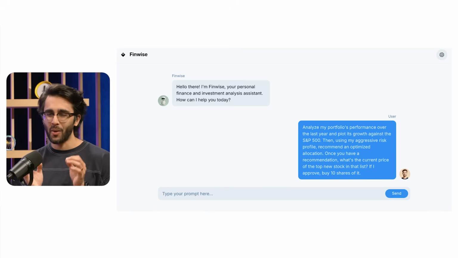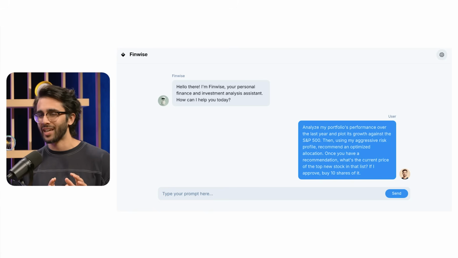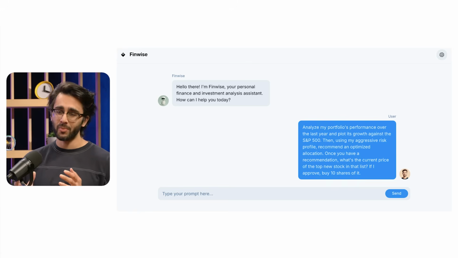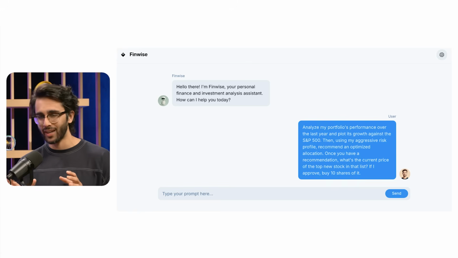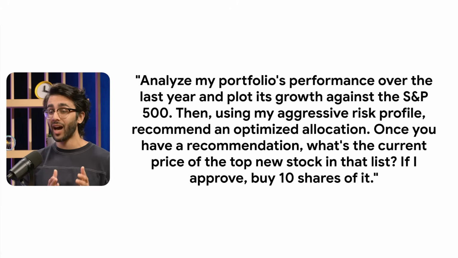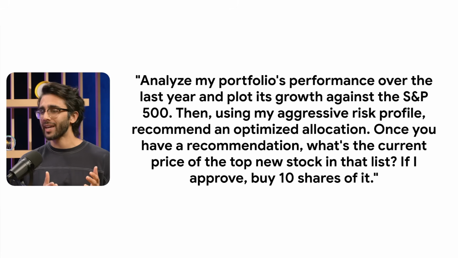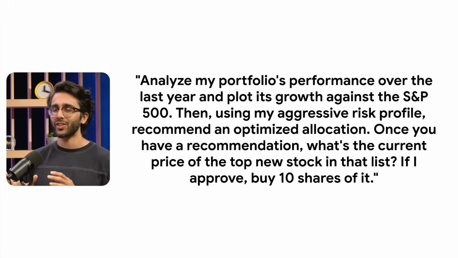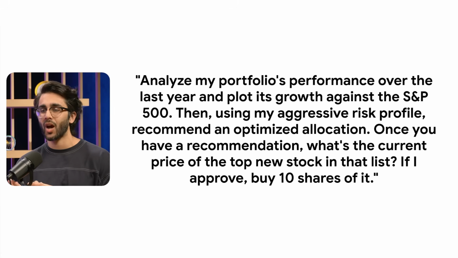And that's why we came up with the perfect prompt to really push the agent to its limits. Let's show you what it looks like when a user types this prompt into the FinWise app UI. Analyze my portfolio's performance over the last year and plot its growth against the S&P 500. Then, using my aggressive risk profile, recommend an optimized allocation. Once you have a recommendation, what's the current price of the top new stock in that list?